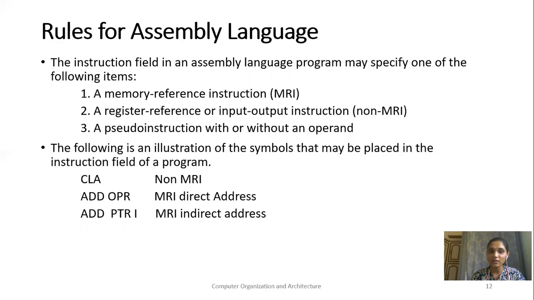And if you have used direct addressing, then that place will be blank. So ADD OPR, where OPR is your actual address label, while PTR is your indirect address label. So in this way you can design assembly language programs.